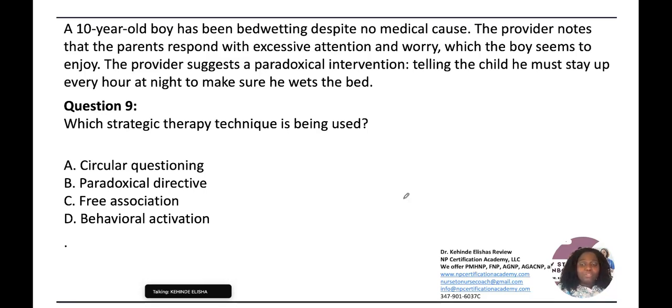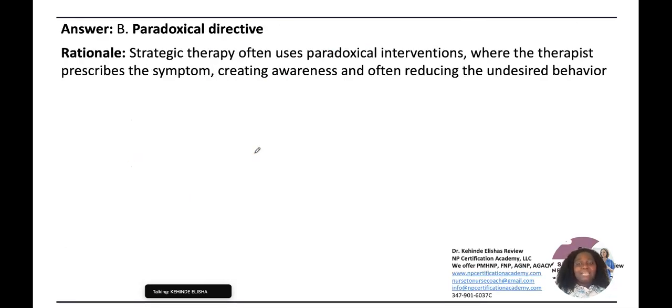A. Circular questioning. B. Paradoxical directive. C. Free association. D. Behavioral activation. What do we think? We already saw it. The exam will not be like that though. It's kind of already thrown in there. Paradoxical intervention. That's called paradoxical directive. That is a technique. Strategic therapy often uses paradoxical interventions.